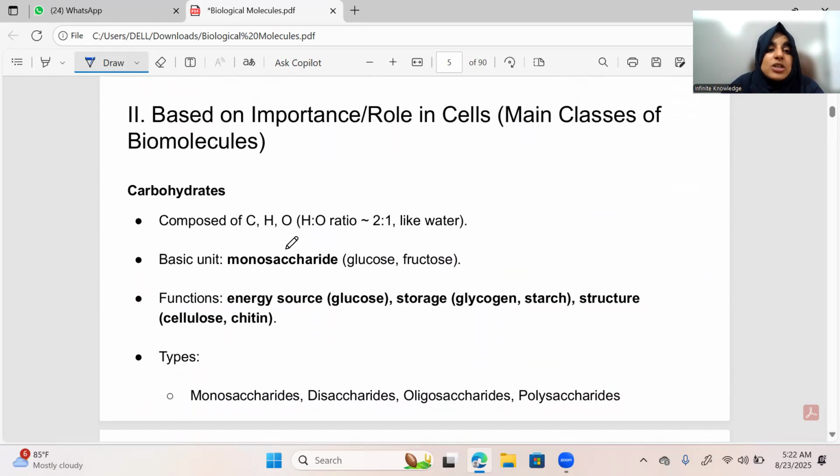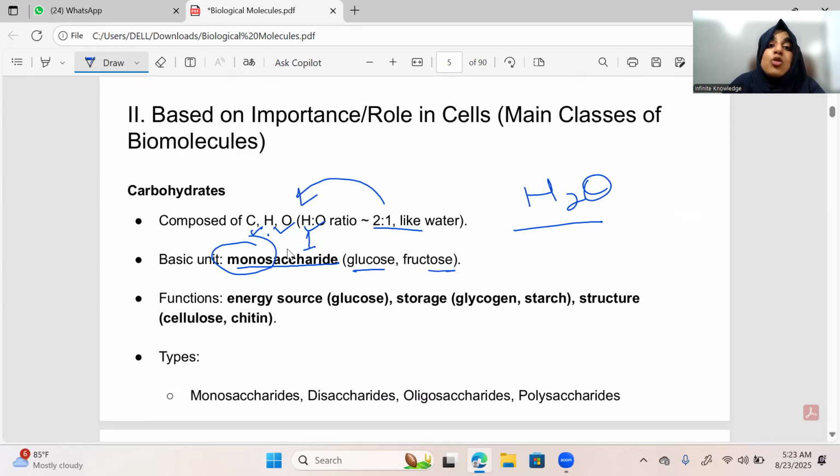Now, based on the importance of the roles in cells, we have carbohydrates. These carbohydrates are made up of carbon, hydrogen, and oxygen, with hydrogen and oxygen in the ratio 2:1, just like in water, H2O, where we have two hydrogen and one oxygen. The basic unit is known as monosaccharide. Mono means one, single. Glucose and fructose are monosaccharides.